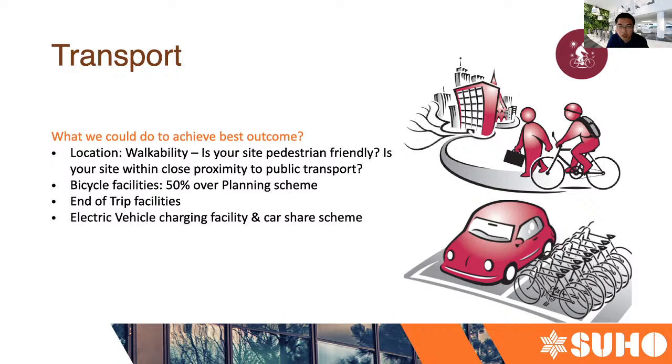So remember, if you want to claim points in terms of the BESS, you need to have bicycle facilities, which should be 50% of the planning scheme requirements. And if you have end of trip facilities, and you have electric vehicle charging facilities, or you have a car share scheme in your project, it will also help in terms of the BESS transport credits.